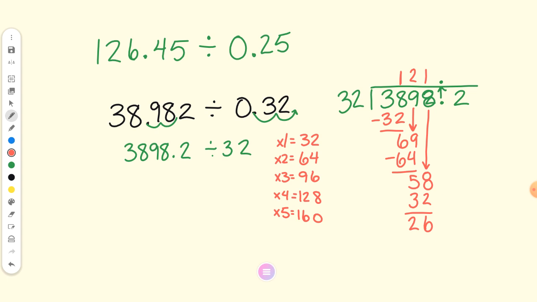So now I drop my 2. What do I have to do before I can do this one? Yeah, I have to get my multiples higher because I'm only up to 160. So let's go ahead and do times 6. Where would that get me? 192. I'm getting closer.